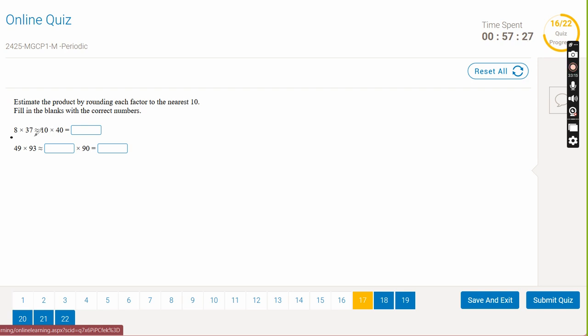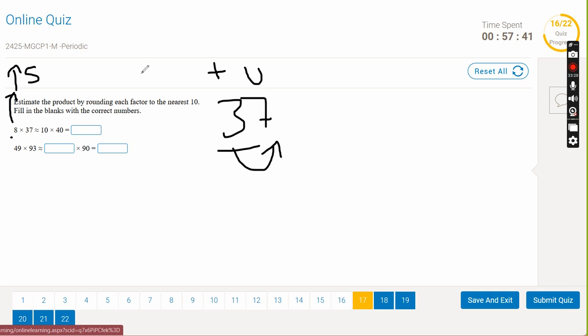So 8 will be rounded to 10 because it's 5 or more than 5. It falls in this range. And 37, you look at the second number. So 37, this is your tens, this is your units. You go to the tens, and then look at the number beside it, which is 7. So it's 5 or more than 5, it falls in that range. So you'll be rounding upwards, which is 40, which they already did for you. So 40 times 10, 400. You multiply 4 times 1 and then just add the zeros.